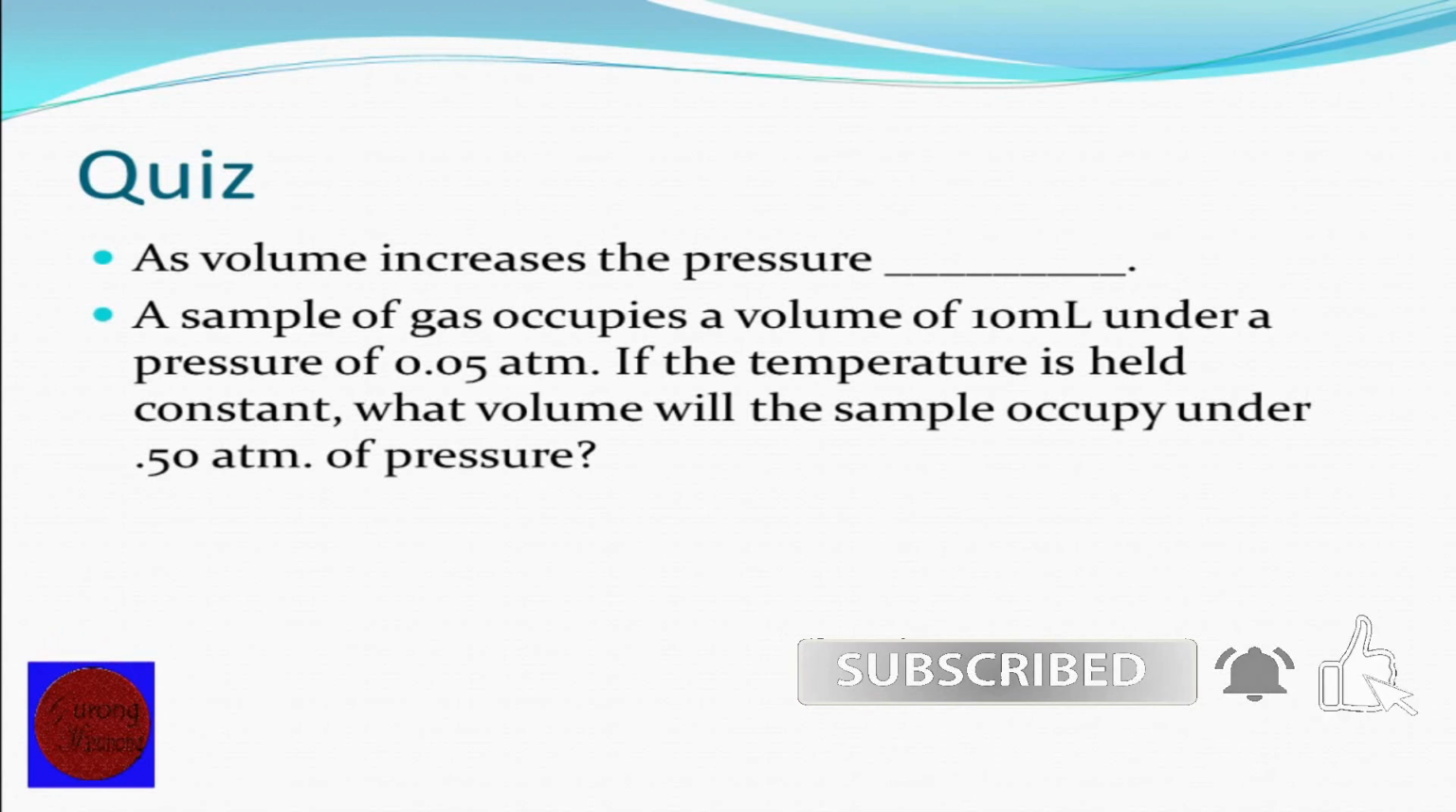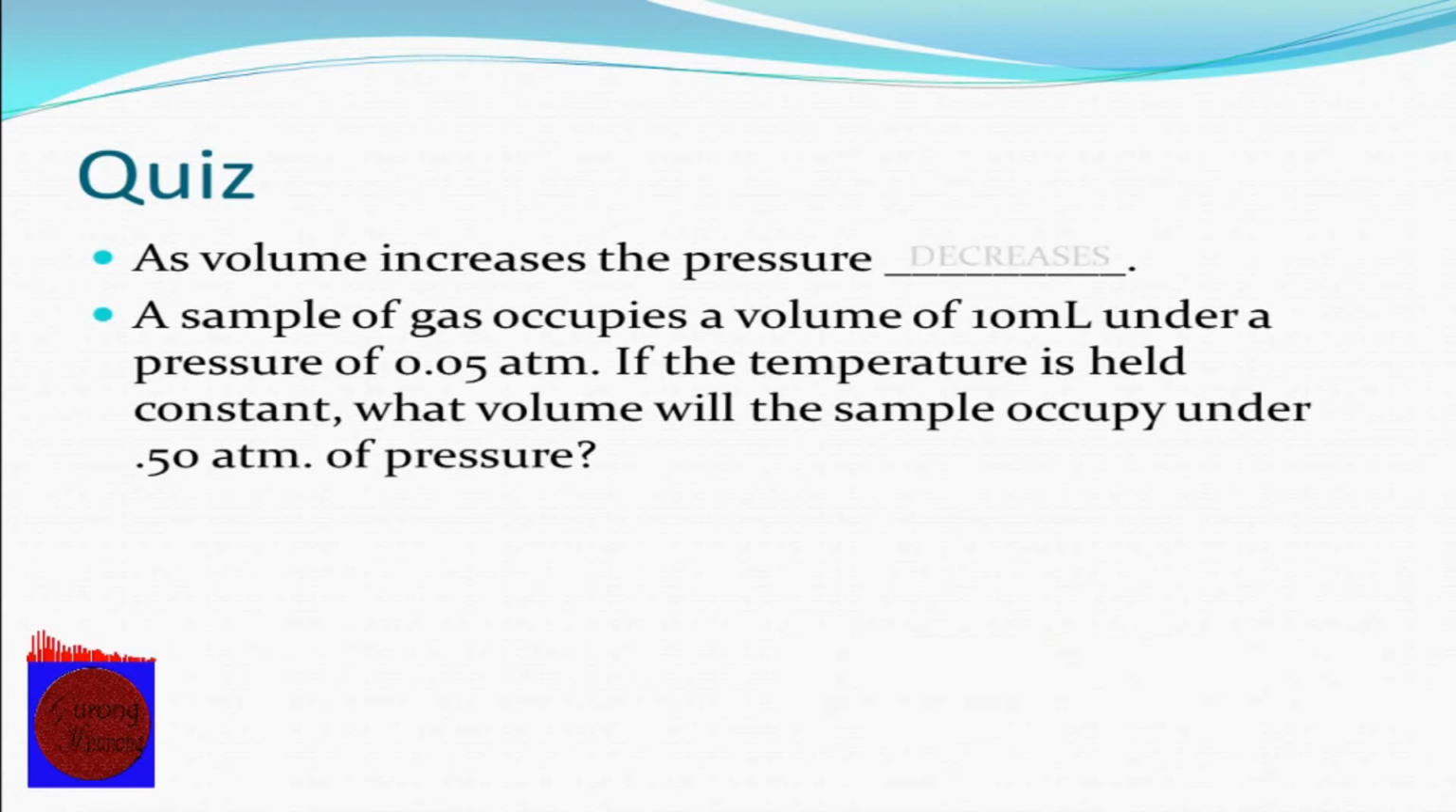Okay, let's see what's the answer. As the volume increases, the pressure decreases. As I said, in Boyle's law, the pressure and volume are inversely proportional. So a sample of gas occupies a volume of 10 milliliters under a pressure of 0.05 atm. If the temperature is held constant, what volume will the sample occupy under 0.50 atm of pressure? So the answer is 0.0025 milliliters.